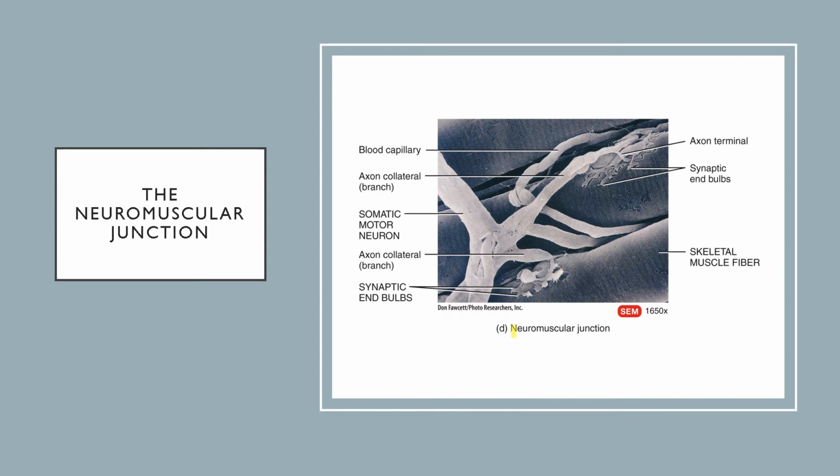Now this is what a neuromuscular junction looks like from an electron micrograph. Here you can see the neuron. We can also see the muscle fibers. And here we can also see that neuromuscular junction with the synaptic end bulbs attaching to the skeletal muscle fibers at their motor end plates.